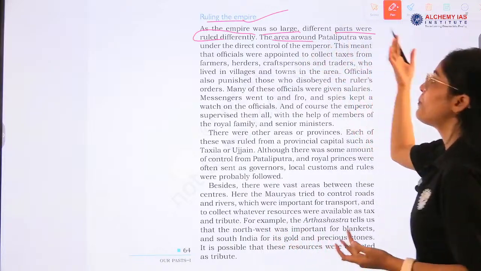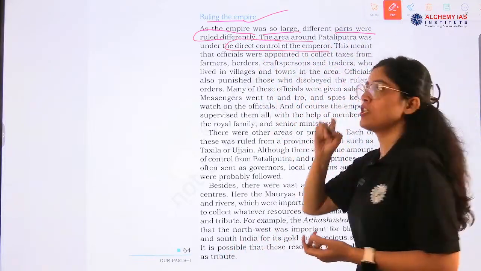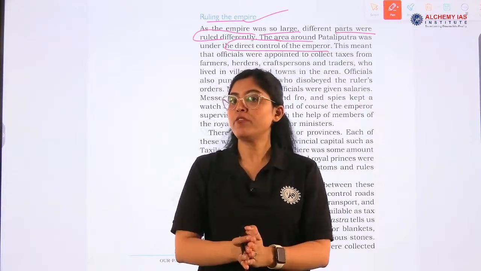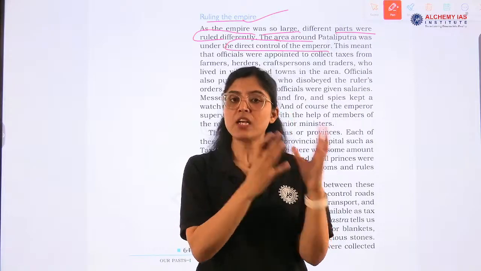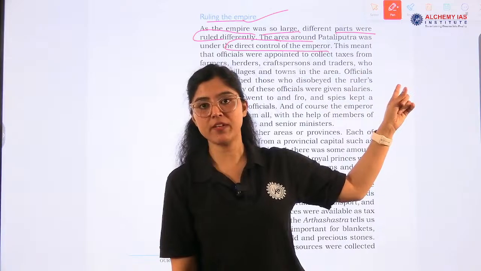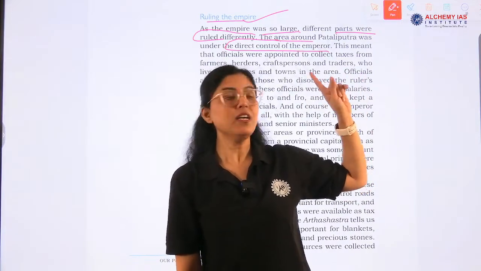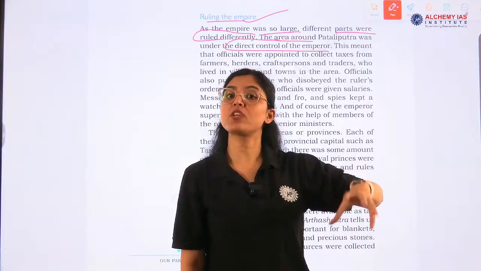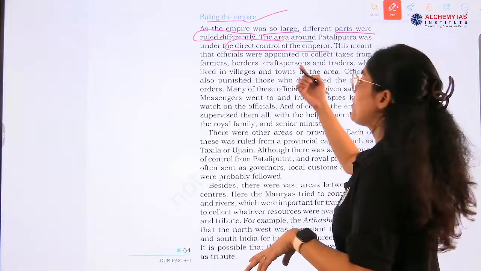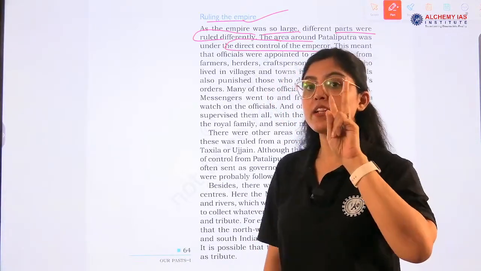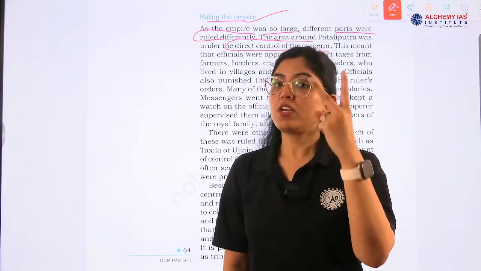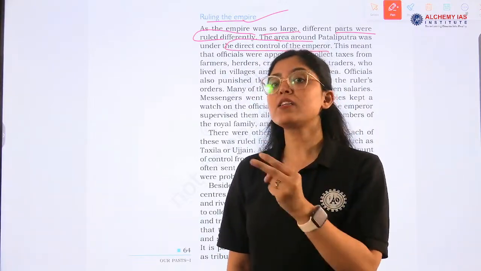The area around Patliputra was under the direct control of the emperor. Very important. An ancient India prelims question can be asked: consider the following statements related to the Mauryan Empire, and the statement given can be that Patliputra comes under the direct control of the emperor. Remember this point, because this is the second time we are finding mention of Patliputra. First, it is an important center. Second, Patliputra is the capital and under the direct control of the emperor.